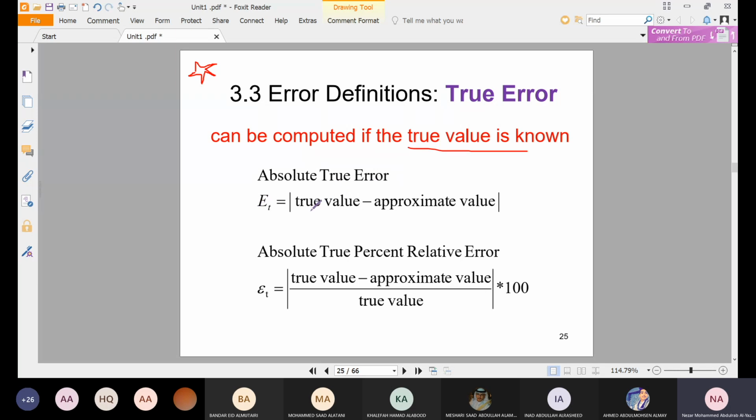So what's the definition of the true error? We state here E_T, and this equals the true value, if we know the true value, minus the approximation value, so the estimation value that we have, meaning the first trial, the first trial.